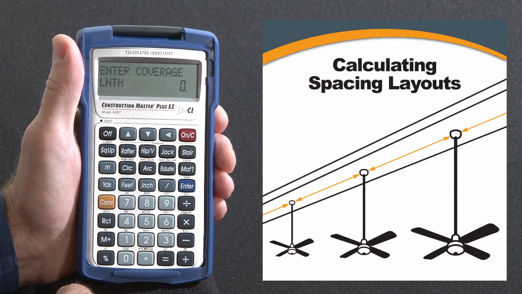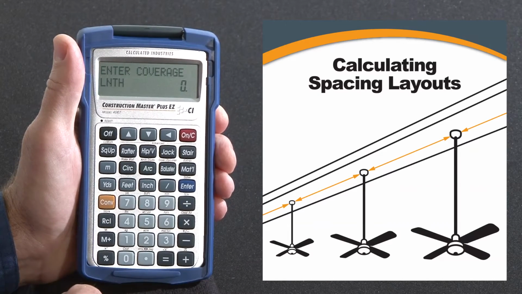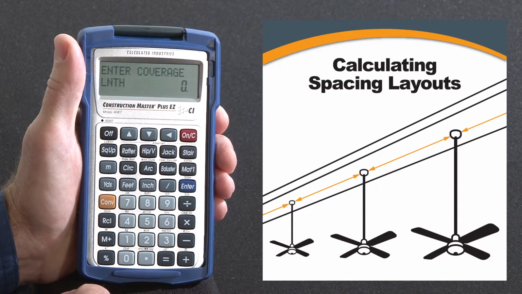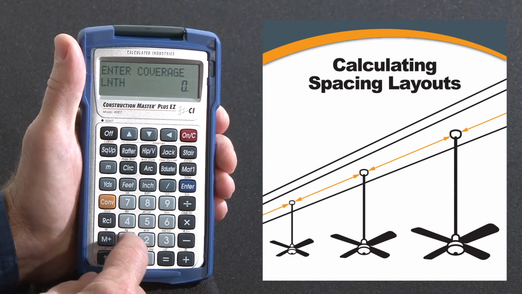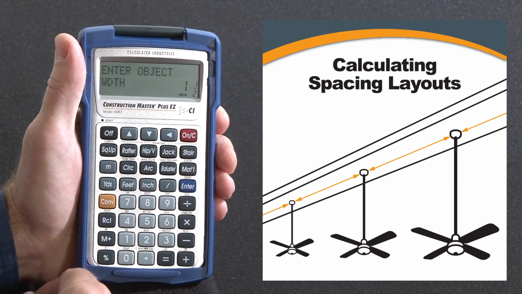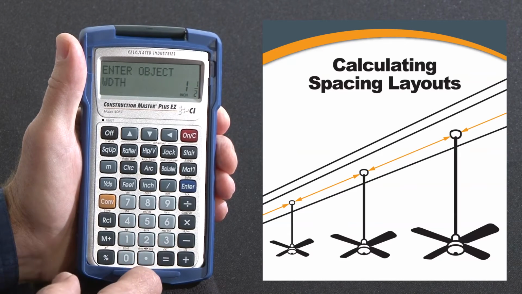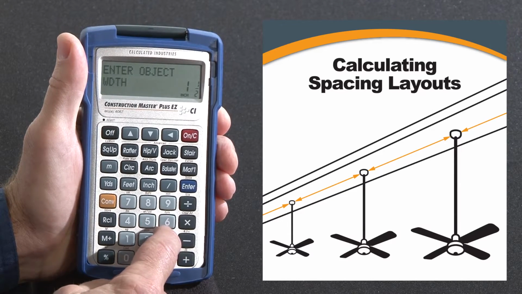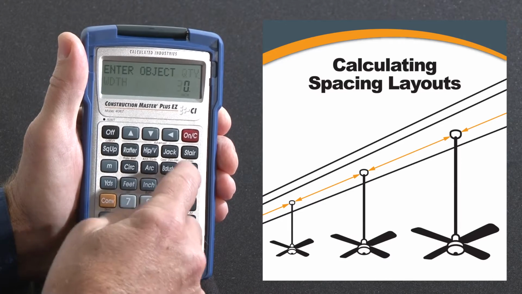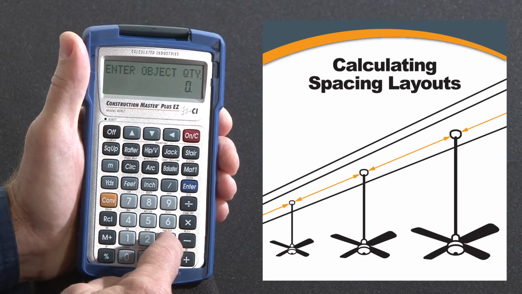And now it's asking for the coverage length. That's the entire span upon which I want to space a number of objects. So in this instance, we're going to say we've got an 18-foot 6-inch long beam, which happens to be at the top of a cathedral ceiling, and we're going to put 3 ceiling fans on this beam. So the object width, we're going to start off with a 30-inch ceiling fan. The quantity of objects, we're going to have 3 fans on that beam.